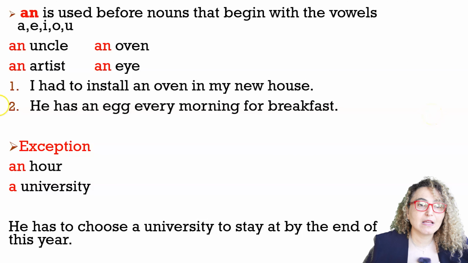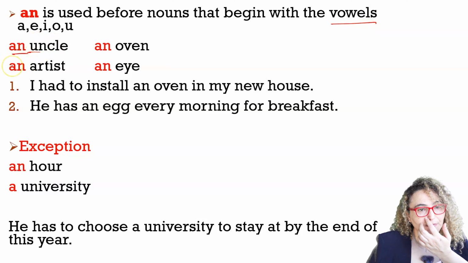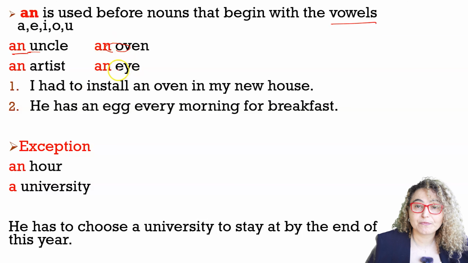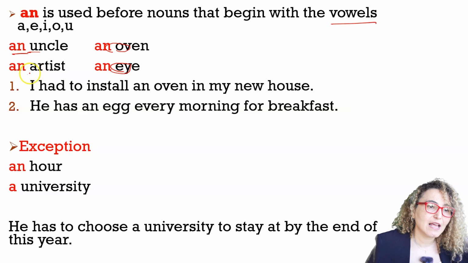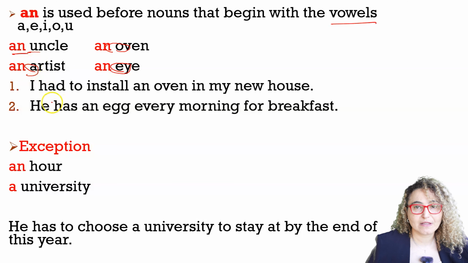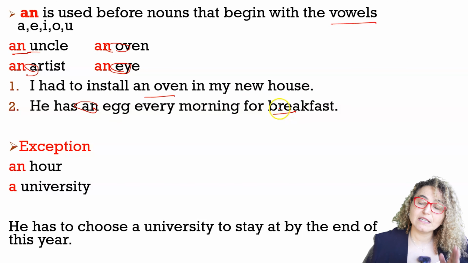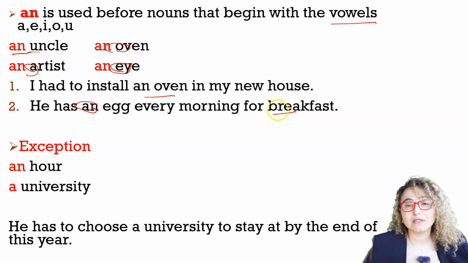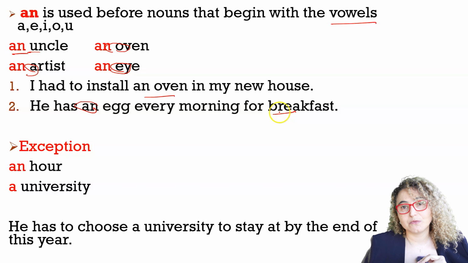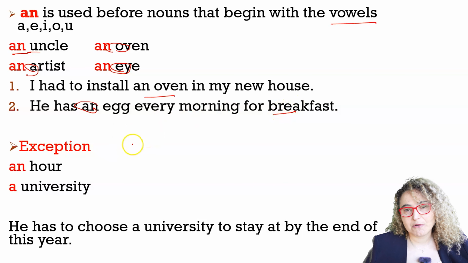Okay, what about an? So an is also used before singular nouns, but it's used before nouns that begin with a vowel. So, an uncle, there's a U. An oven, there's an O. An eye, there's an E. An artist, there's an A. So an example, I had to install an oven in my new house. He has an egg every morning for breakfast. So an is used before nouns that begin with a vowel. A is used with nouns that begin with a consonant. Okay, however, there's always an exception.